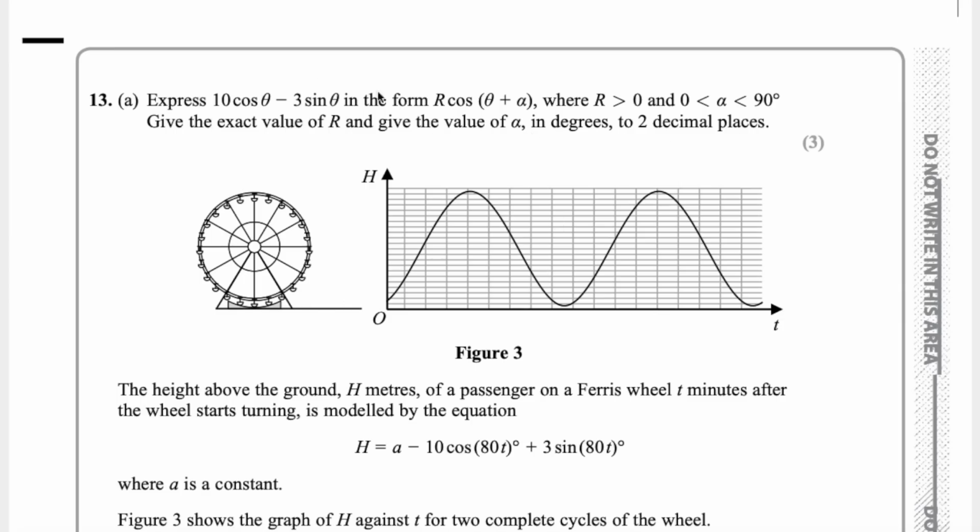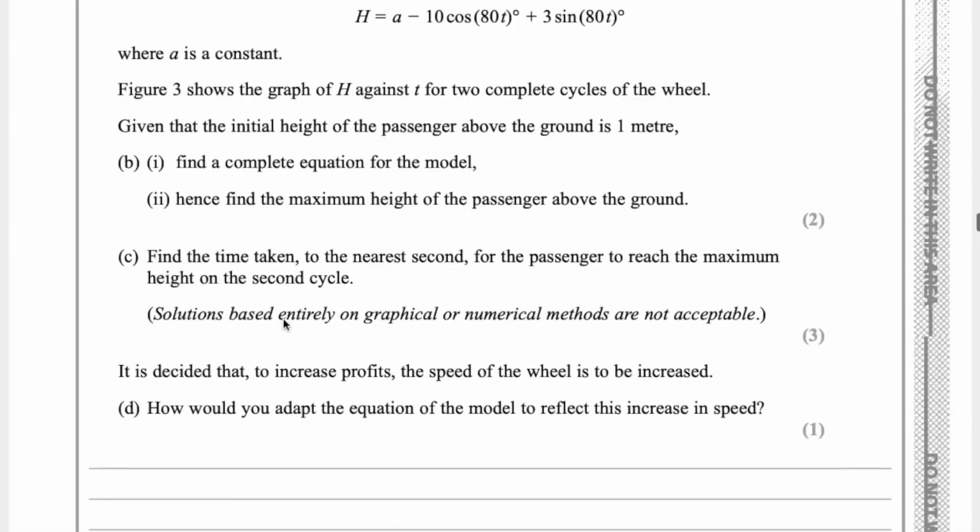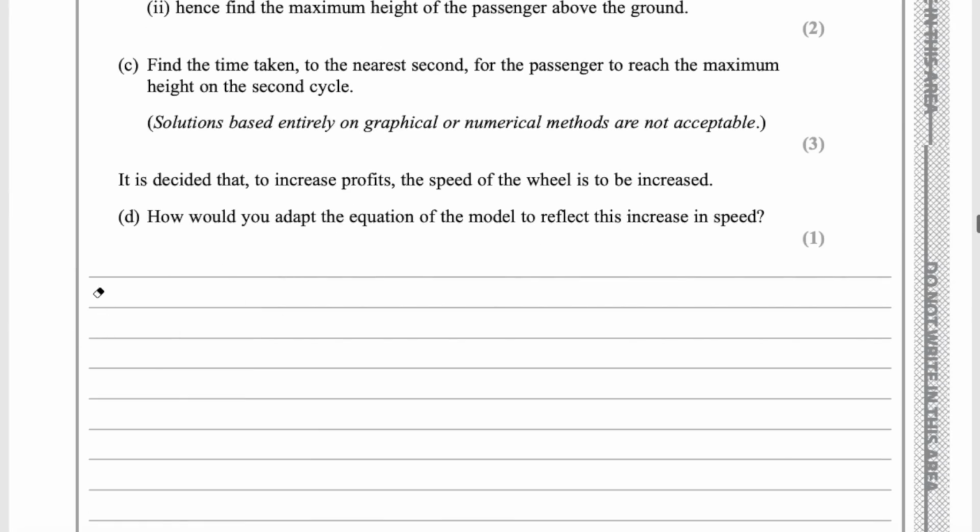Okay, so to work this out, we need the sum formula for the cosine function. So we'll start by writing that down. So for 13 part A, we're going to need the sum formula, which looks like this. So cosine of theta plus alpha equals the cosine of theta multiplied by the cosine of alpha minus sine theta sine alpha.